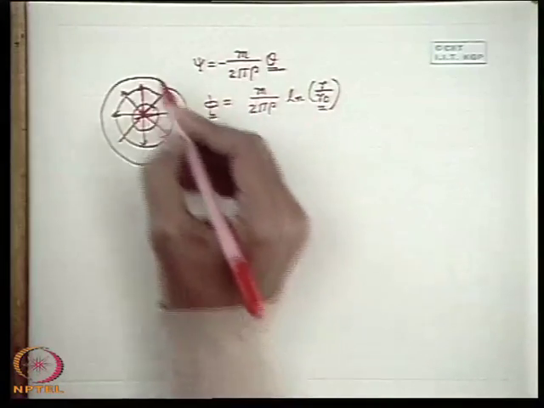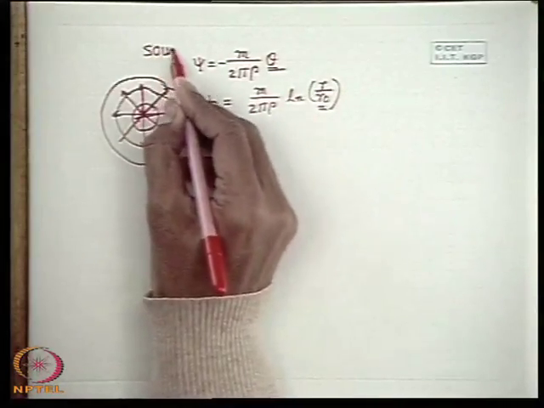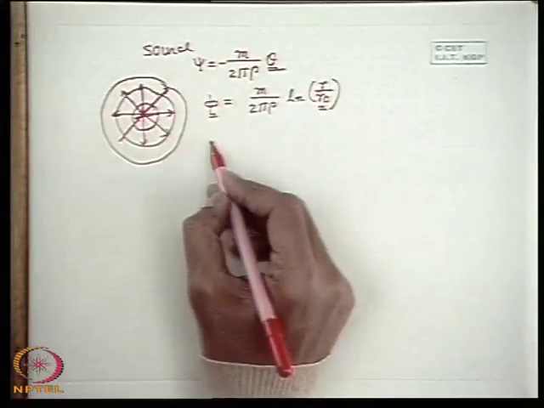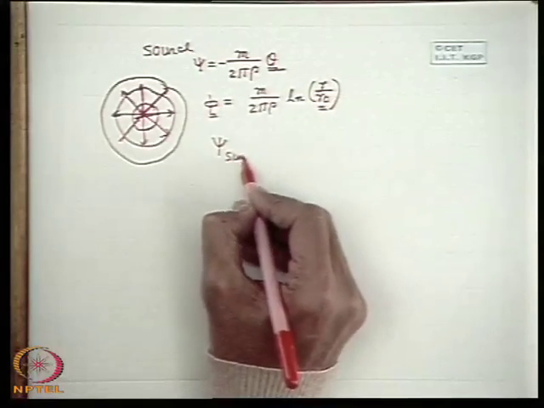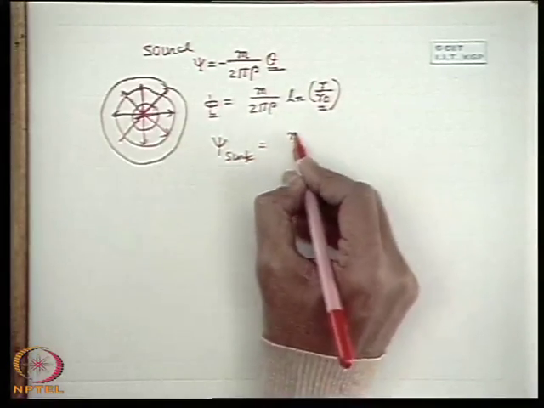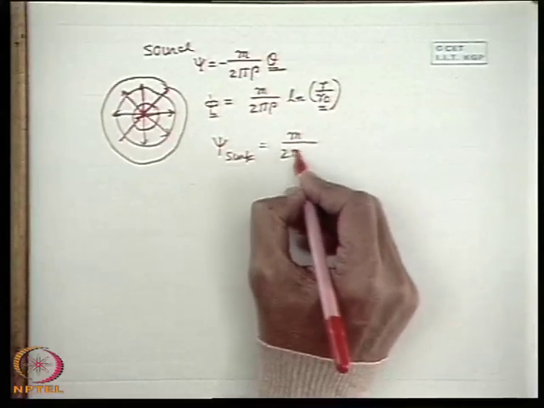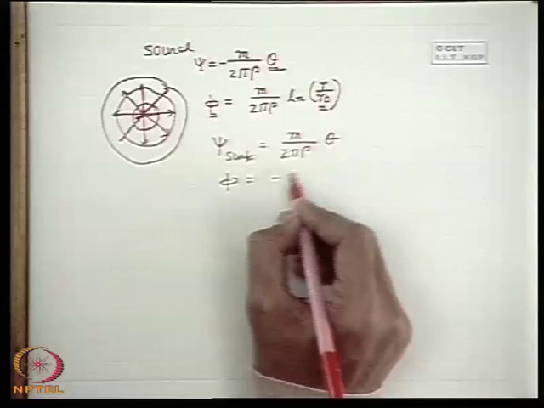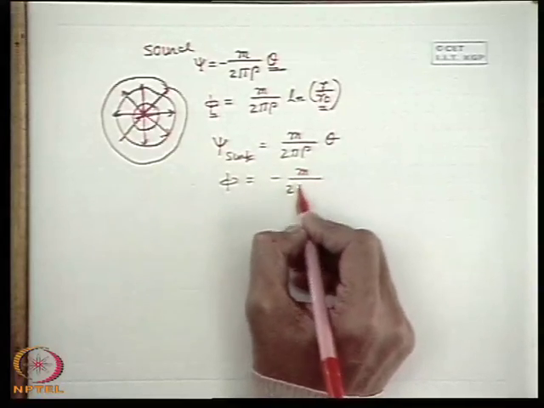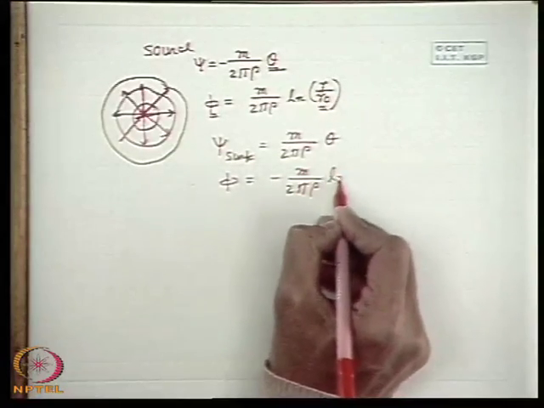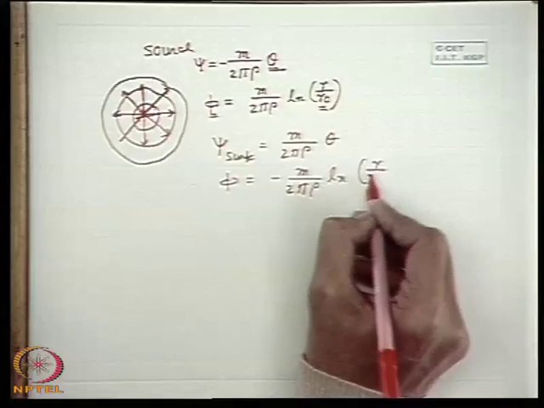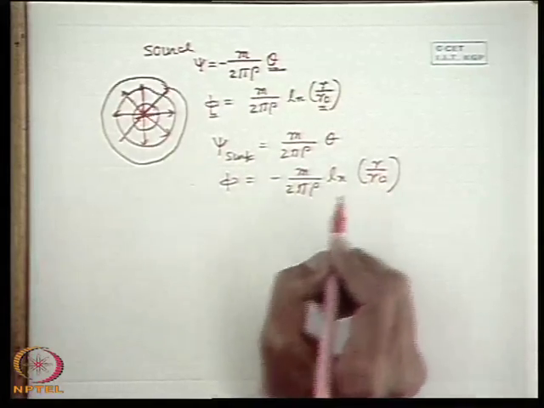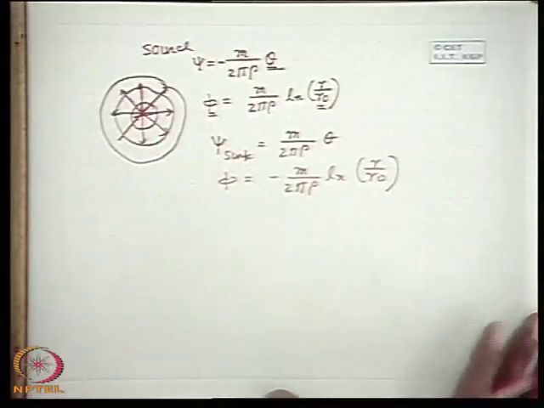Now, this is for a source. For a sink, the stream function is just with a negative sign, because source and sink are physically the same, only with a negative sign. Similarly, the velocity potential function for a sink will be like this. Today we will see the superimposition of certain basic flows.